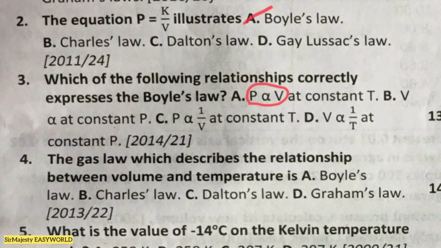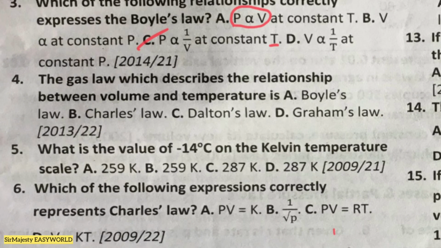Option B says V varies. They did not give us the full relationship, so option B is not complete. Then option C says P varies as the inverse of V. Very correct. So that is it, at constant temperature. This is Boyle's law for you.